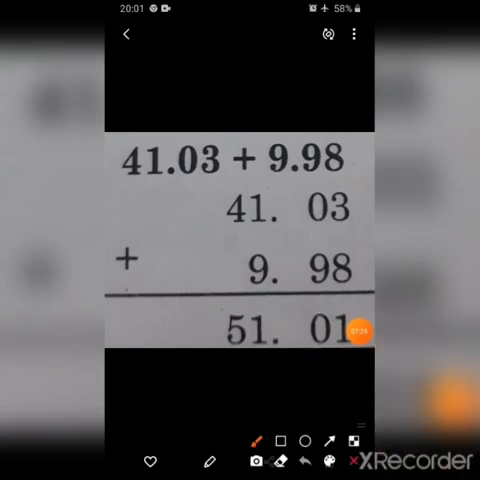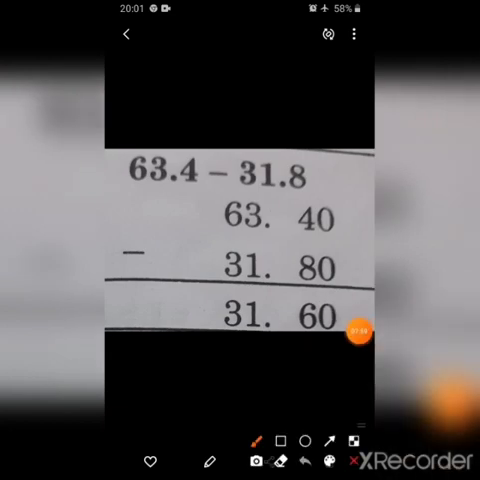Next question. 41.03 and 9.98. 41.03 plus 9.98. 3 plus 8, 11. 1 here carry. 1 plus 9, 10. 1 here carry. 1 plus 9, 10 and 1, 11. 1 here carry. 4 and 1, 5. 51.01.